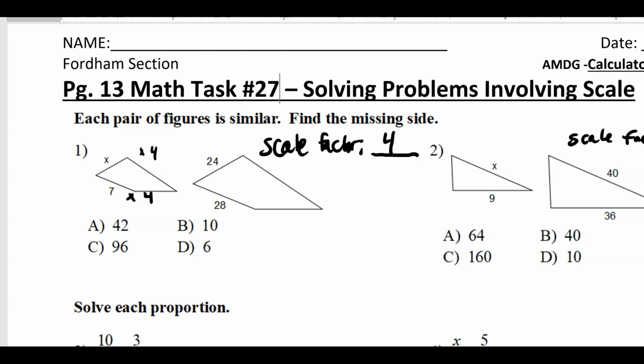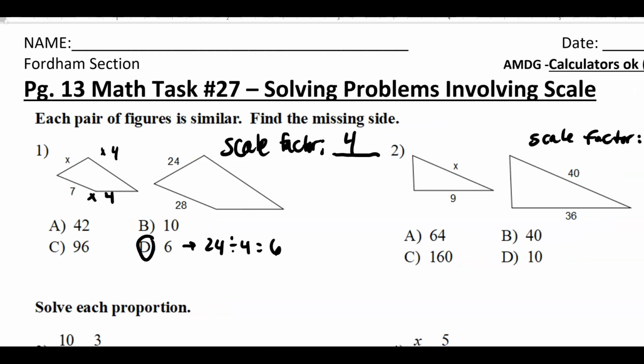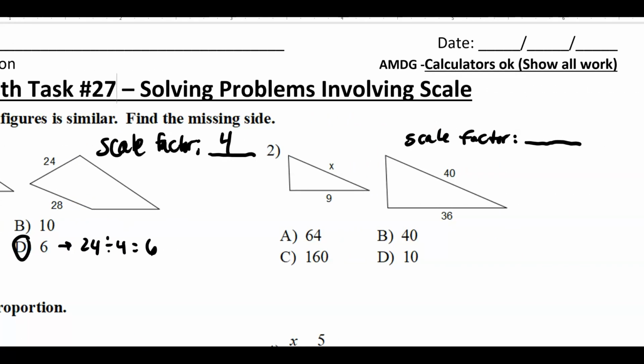And again, another way of saying what is that number times 4 equal to 24, you could also do 24 divided by 4. And when we do that, we get 6. Right? Show my work by saying 24 divided by 4 is equal to 6, even though I can use a calculator. So you should pause this video and try to do number 2 right now.